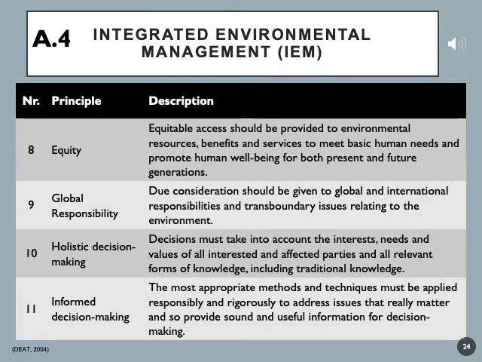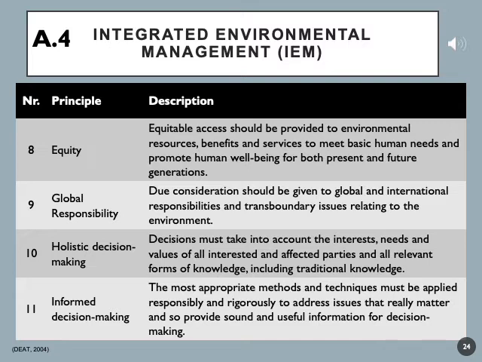Here, let's look at principle number 8, which is equity. Okay, this links back to our natural resource lecture. So, equitable access should be provided to environmental resources, benefits, and services to meet basic human needs and to promote human well-being for both present and future generations. So, again, natural resources, ecosystem services, etc., all come into these principles.